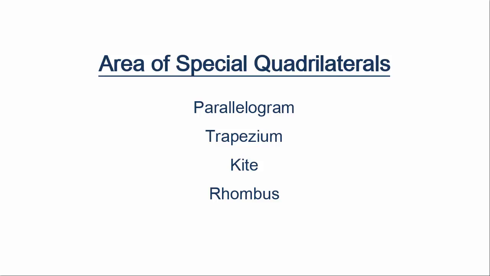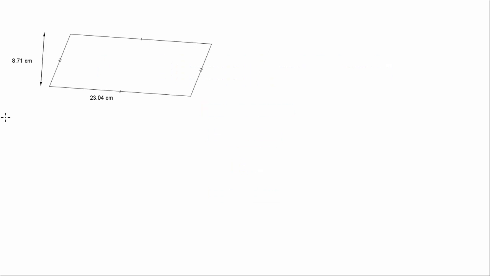Alright, in this video what we'll be looking at is calculating the area of some special quadrilaterals, in particular a parallelogram, trapezium, kite and a rhombus. So we're going to start by calculating the area of a parallelogram. Now remember, a parallelogram is a quadrilateral with two pairs of opposite parallel sides.